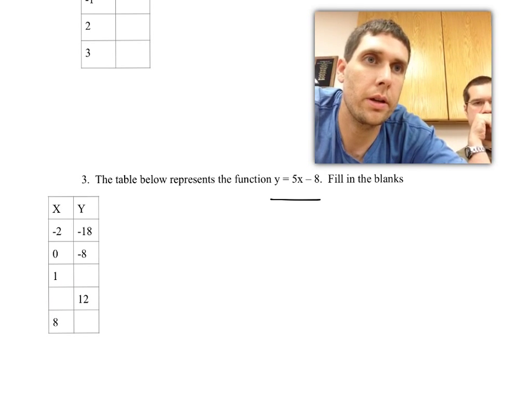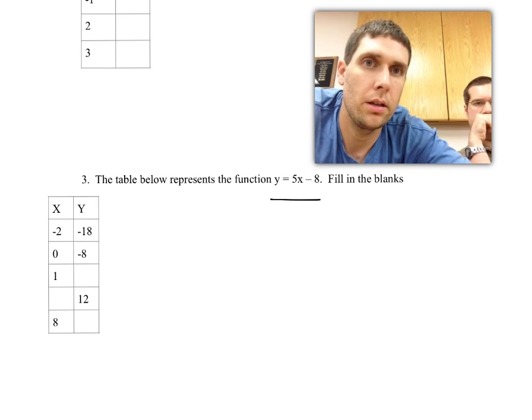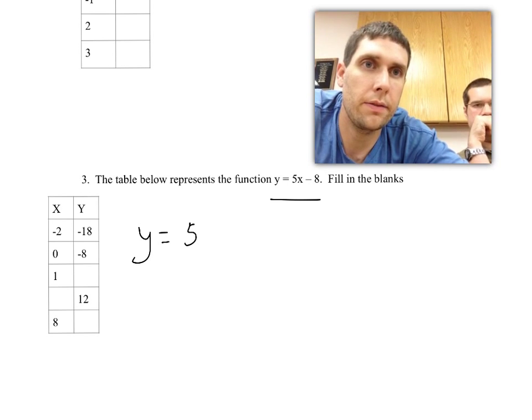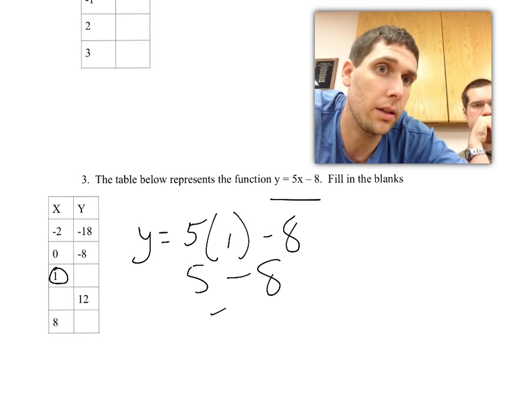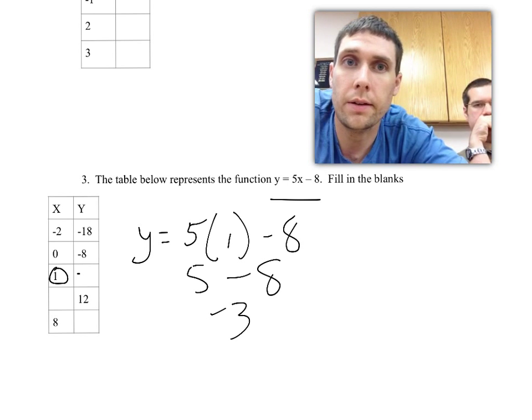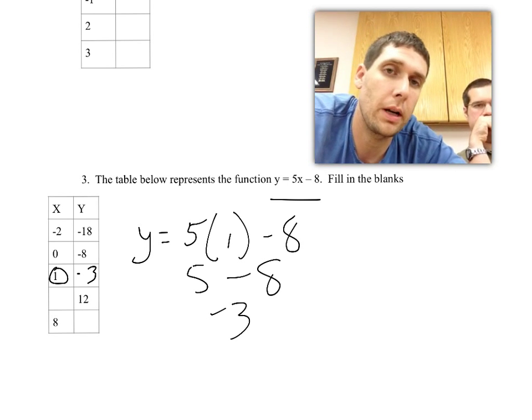So the equation is right here, y equals 5x minus 8. So y equals 5 times, we're going to plug in this 1 to find out what goes in the y, minus 8. And 5 times 1 is 5. 5 minus 8 is negative 3. So we know negative 3 goes in this spot right here.